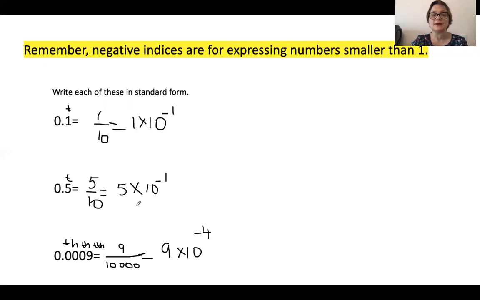And let's go back to all our standard forms. 1 is 1, so the a is correct. 5 here is bigger than 1, smaller than 10, and 9 here is bigger than 1 and smaller than 10. All the indices are negative numbers.